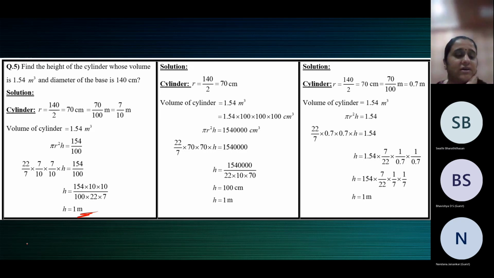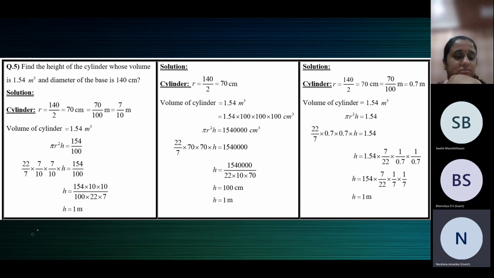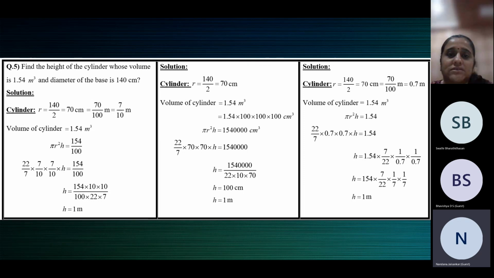Yes, ma'am. Any doubts you have here, Swati, in this working? No doubts, ma'am. Anybody else? Nandana and Bhavishya? Okay. Yes, Nandana, do the second one. In the second one, are we substituting the values in meter or centimeter? Centimeter, ma'am.